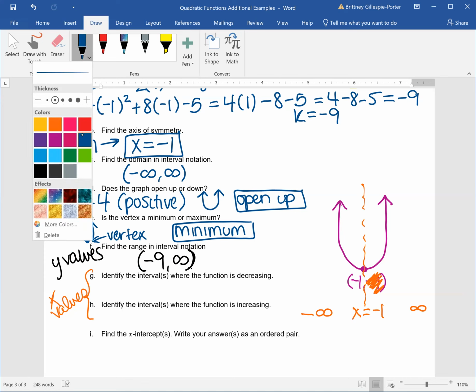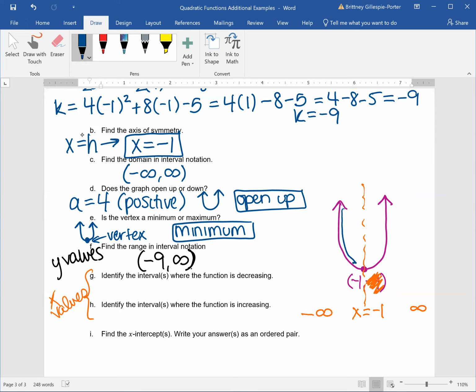So going from left to right, we're going down, which means that we are decreasing. So we are decreasing on the first half, and then we hit our turning point and we go up, which means that we are increasing on the second half.